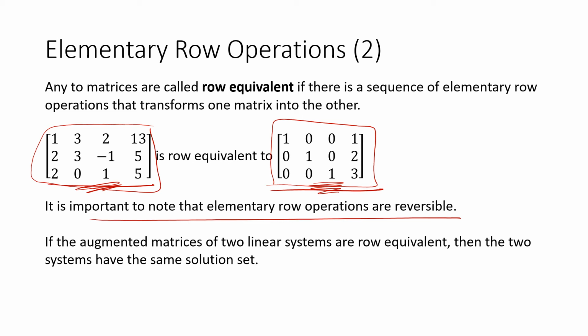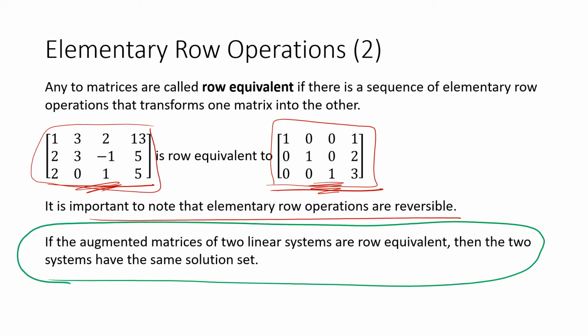And here is one of the key results that kind of underlies everything that we're doing. An elementary row operation doesn't change a solution set. So we have a system of linear equations. We're looking for a solution. We turn it into a matrix. We perform elementary row operations. By doing those row operations, we do not change a solution set.